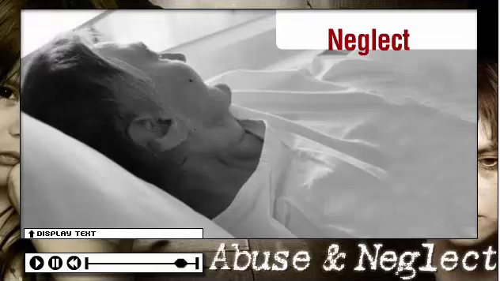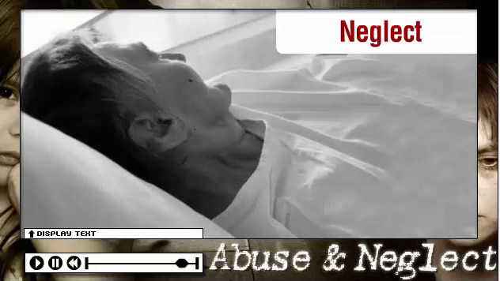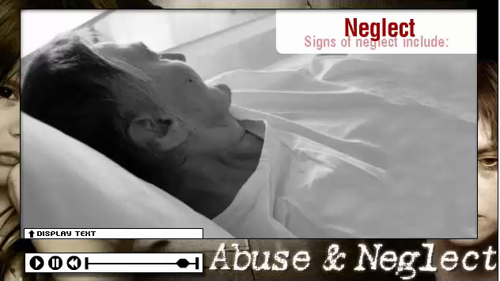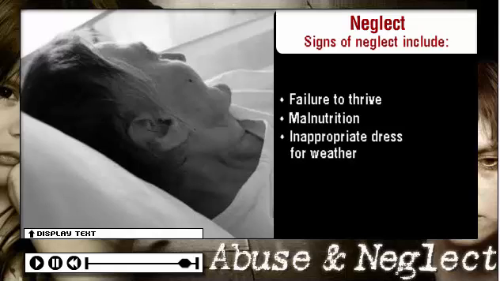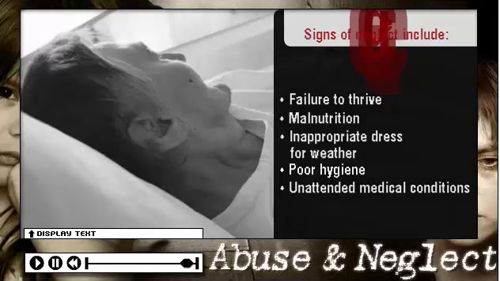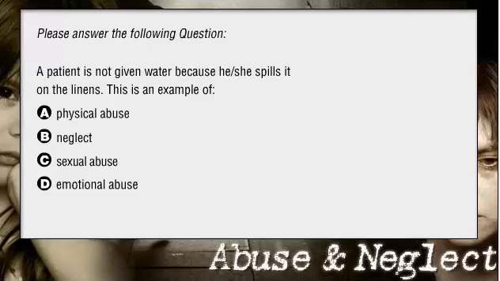Neglect. Neglect is the absence of services or resources that meets a person's basic needs. Signs of neglect include failure to thrive, malnutrition, inappropriate dress for weather, poor hygiene, unattended medical conditions. Question. A patient is not given water because he or she spills it on the linens. This is an example of A. Physical abuse, B. Neglect, C. Sexual abuse, D. Emotional abuse. Answer, B. Neglect.